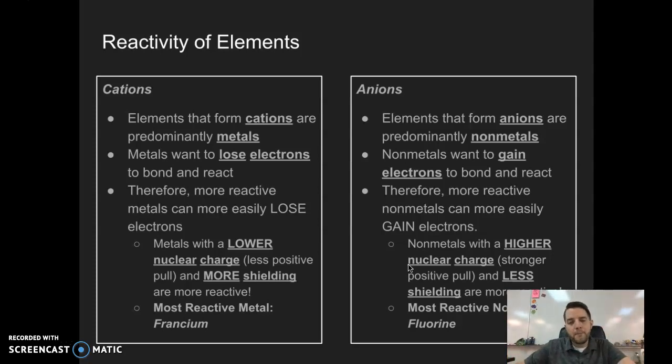So metals want to lose electrons, so the most reactive metals have a very low positive charge and a lot of interference, making it very easy for those electrons to just fly off. Nonmetals want to gain electrons, and so because they're trying to gain electrons, the stronger the charge of the nucleus and the least amount of interference, the better.